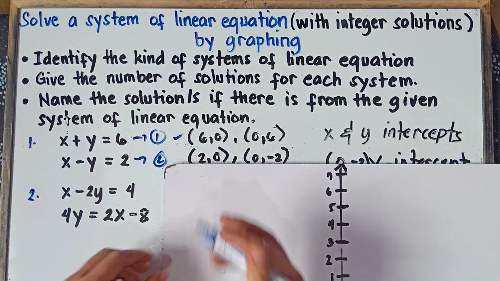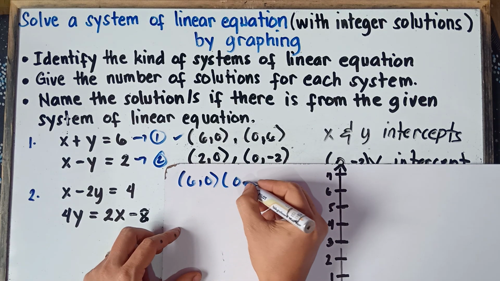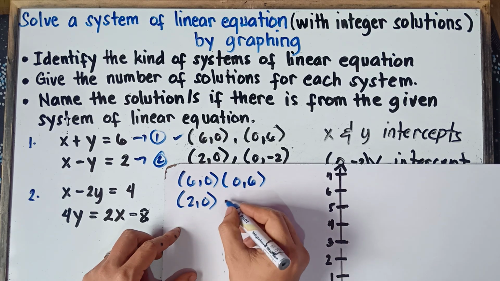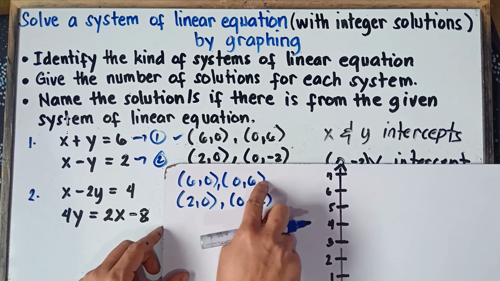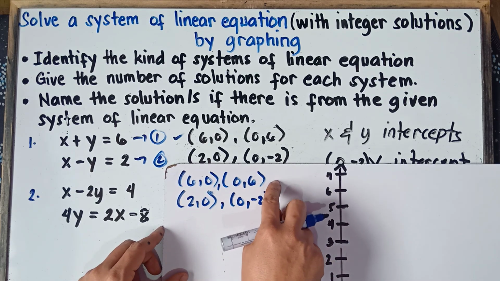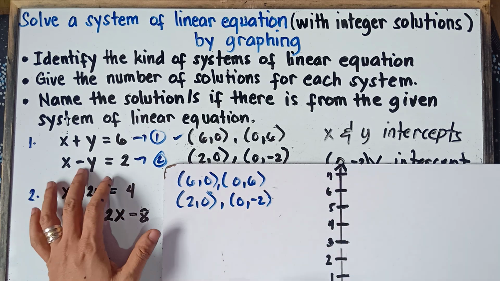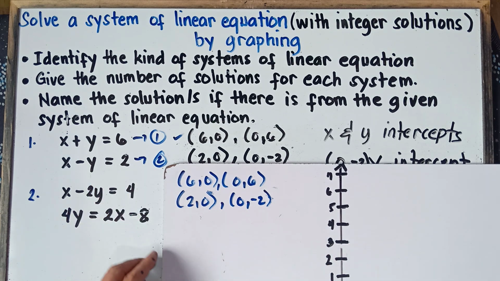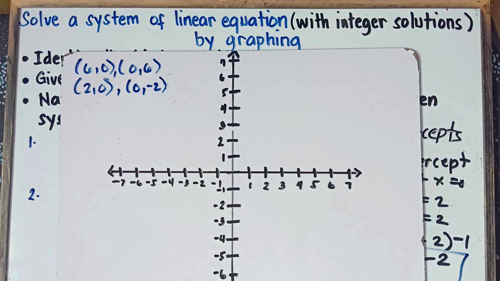So let's plot this on the Cartesian plane. Let me just copy these. We have (6, 0), and the other one, (0, 6). The other ones, we have (2, 0) and then (0, -2). Once again, the first equation has (6, 0) and (0, 6). For the second equation, the line has the x and y intercepts (2, 0) and (0, -2). Let's plot these, class, on the Cartesian plane.